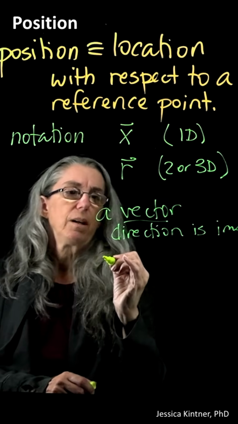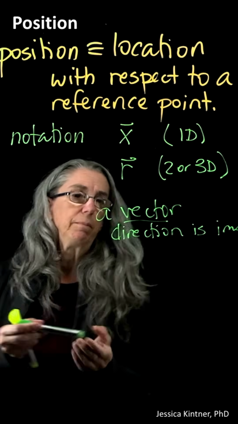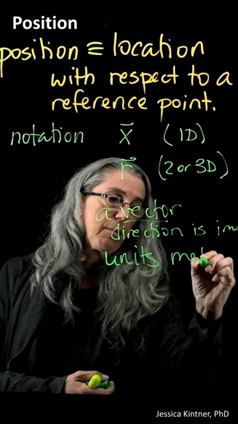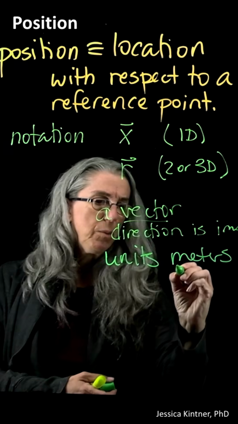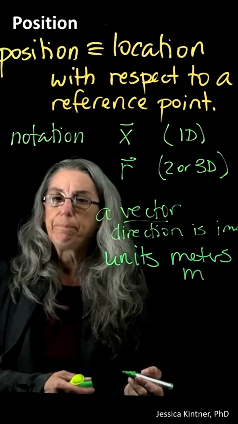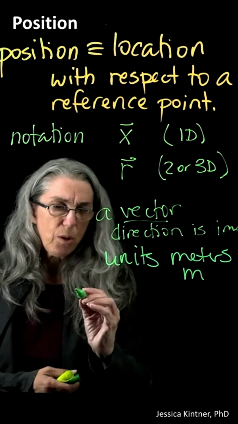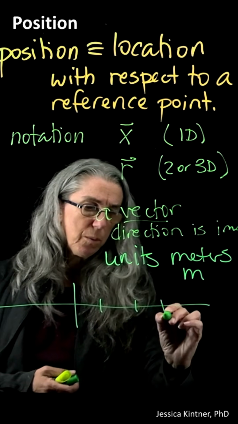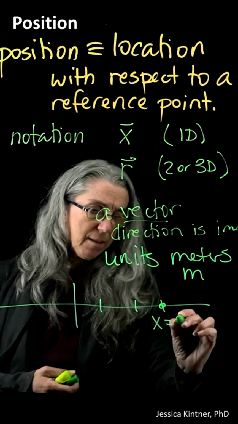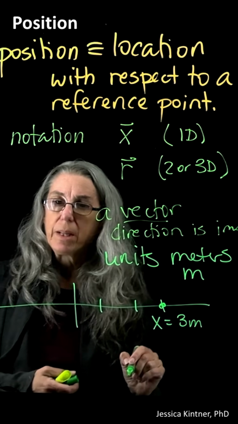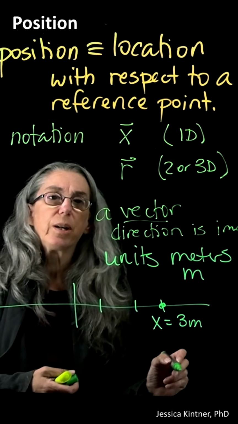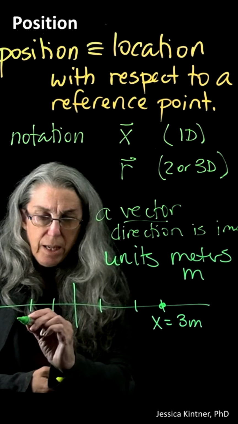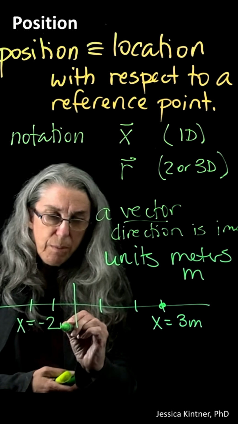The units are typically in meters, MKS usually. The units are meters, and the symbol for a meter is a lowercase m. If I just draw a super quick x-axis, and I mark off 1, 2, 3, you could write that as x equals 3 meters. I was mentioning that it's a vector and that the direction matters, and that means that if I count this direction, 1, 2 say, that would be x equals -2 meters.